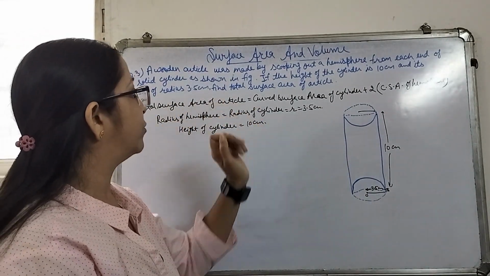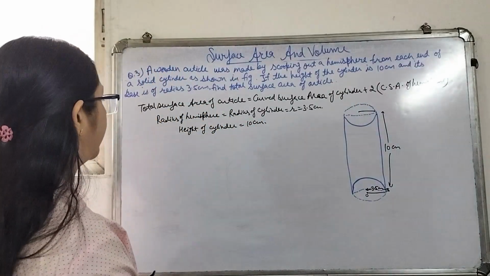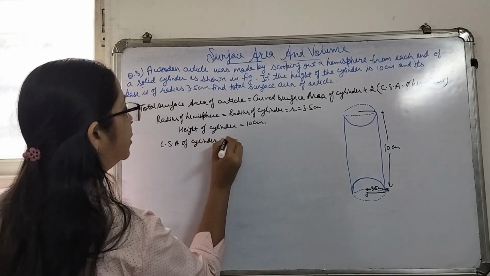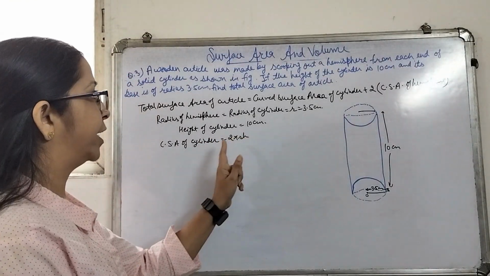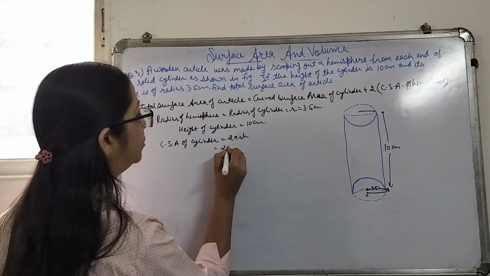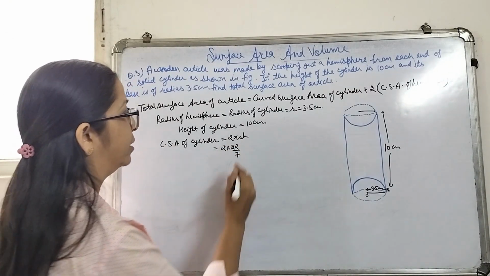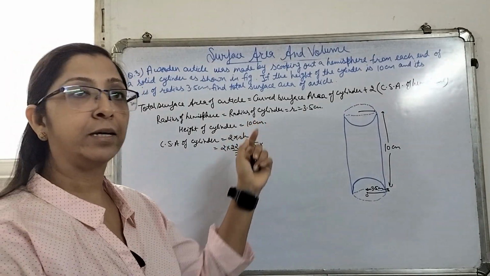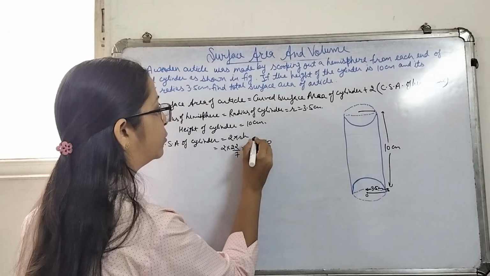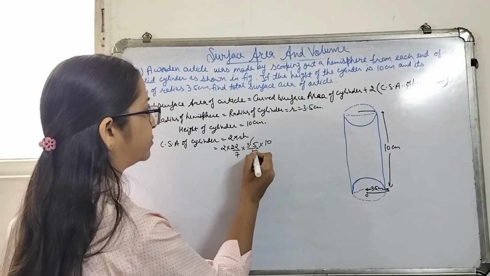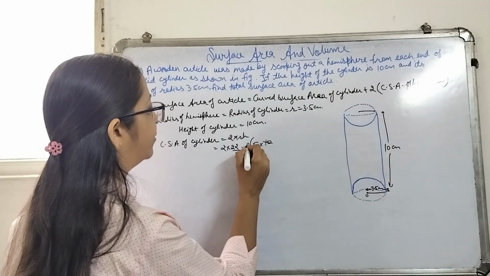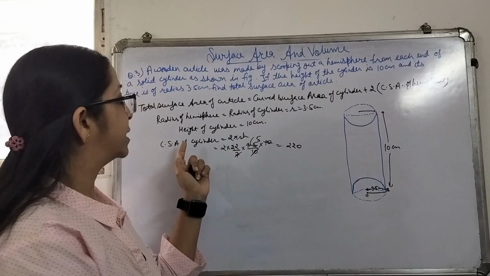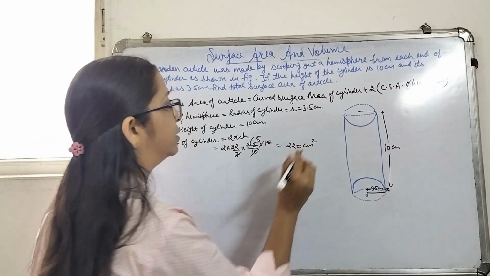Now the total surface area of the article. The curved surface area of the cylinder, we know, is 2 pi r h. If we solve it, we will get 2, with the pi value taken as 22 by 7, the value of r as 3.5 and the value of h as 10. So we will keep all these values. If we remove the decimal, 10 will come in the denominator. These two 10s are cancelled. 7 times 5 is 35. So it will become 220. Because it is area, the unit will be centimeter square.